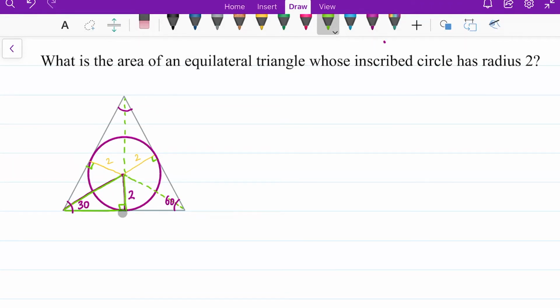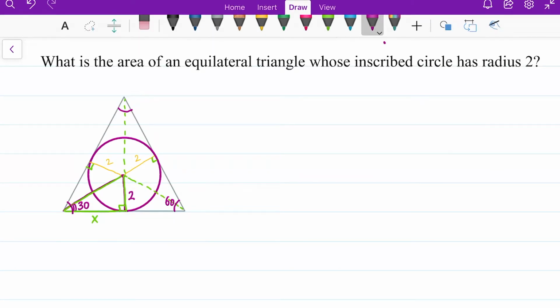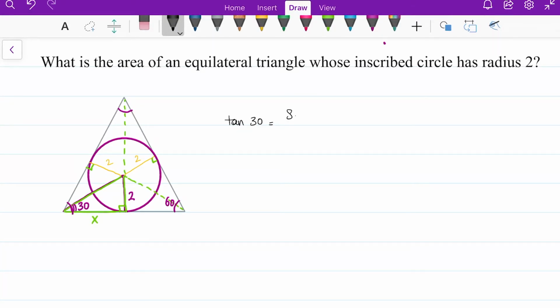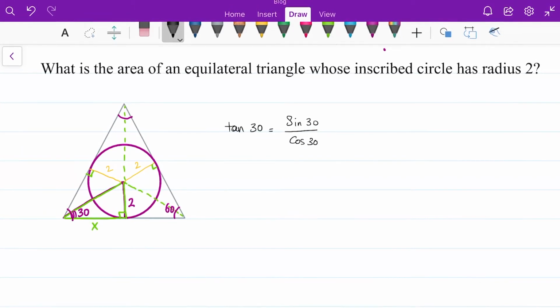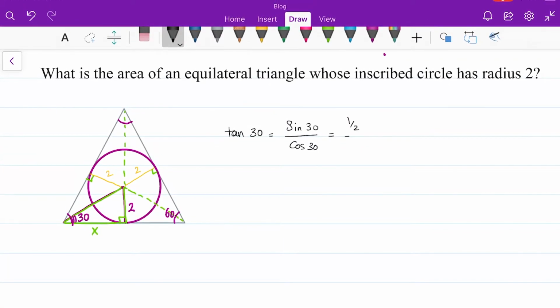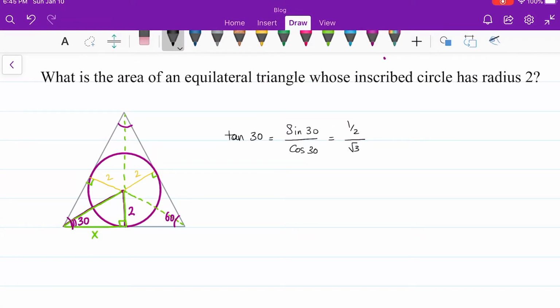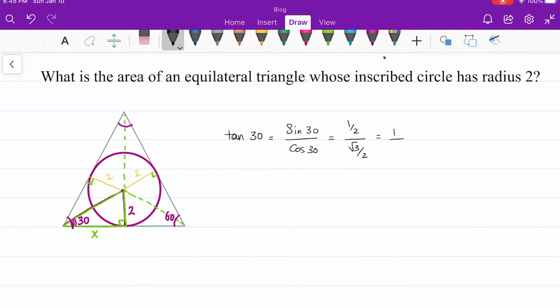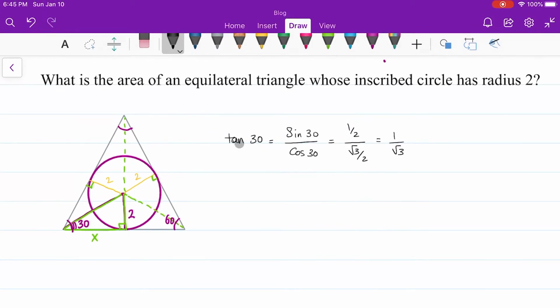The height is 2, and now I need this side. Let me call it X. I need to find it, but I know the angle. This angle is 30. And I know that the tan of 30 is sine 30 over cosine 30, which is 1/2 over square root of 3 over 2. If I simplify the 2's, I have 1 over square root of 3.